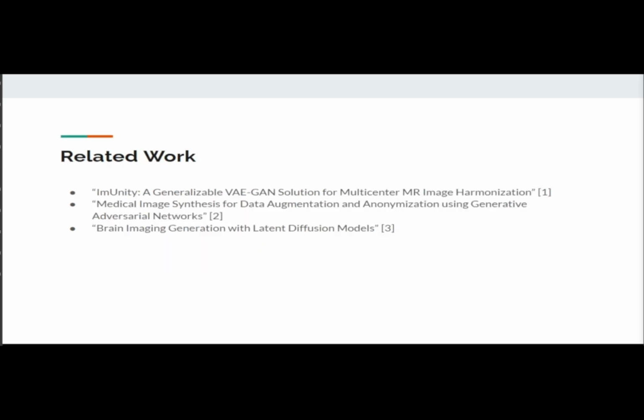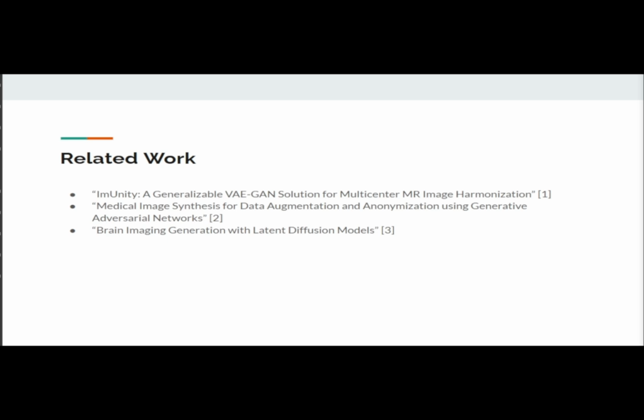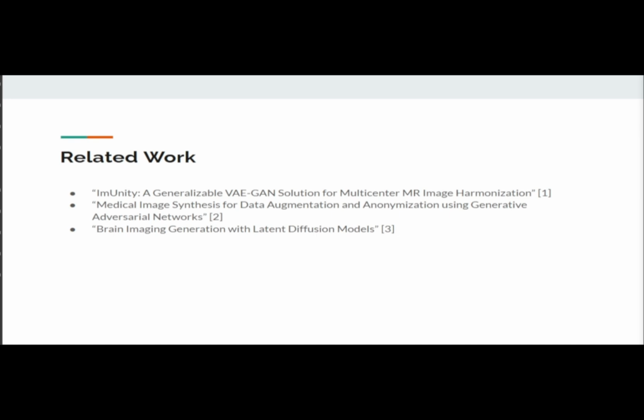In regards to related works to our project, there are quite a few examples actually, but the three main ones right here are immunity, medical image synthesis, and brain imaging generation. Immunity doesn't specifically generate new images, but it did show the use of harmonization between multiple different sites in training data. It found that by removing the differences in how the images looked that were taken from two separate machines, so they looked like they were taken from the same machine, the model was able to enhance its accuracy and not get as confused by the differences in the hardware that was used to take them.